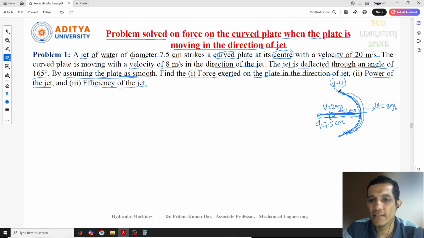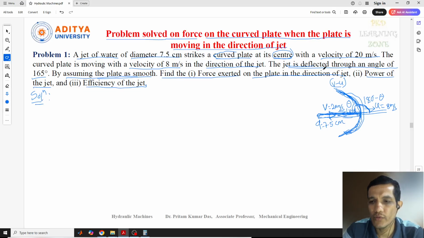The jet is deflected through an angle. The deflection angle is the opposite angle of this. The angle between the jet and the plate is theta, and the deflection angle is 180 minus theta. Here the deflection angle is given as 165. So let's go for the solution directly.